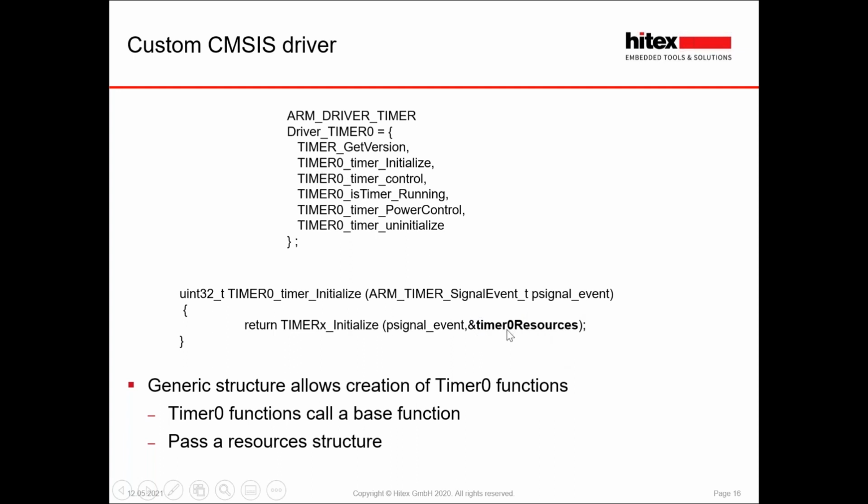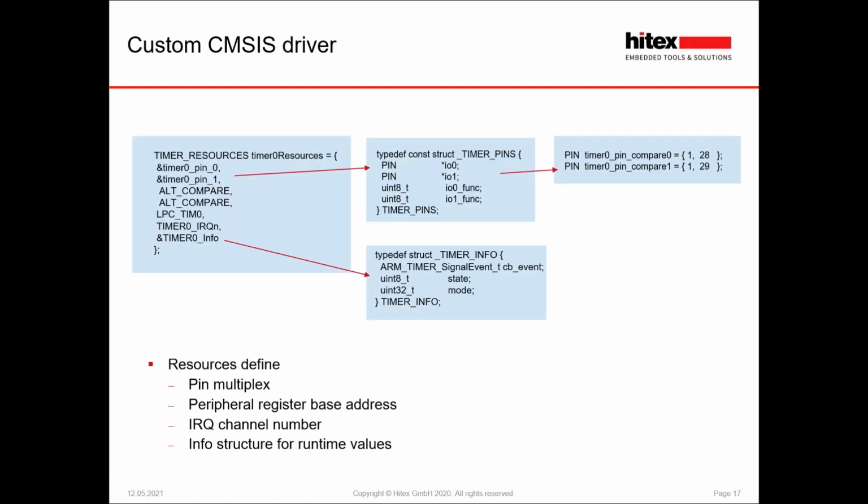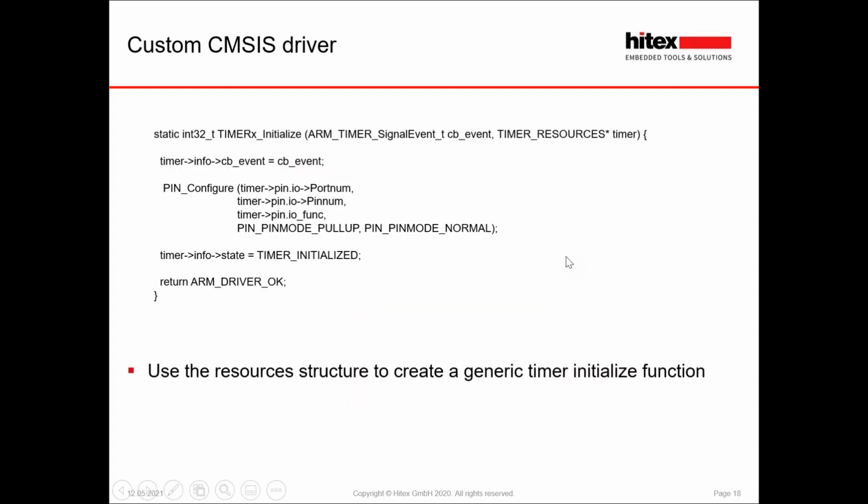This provides all the configuration information for our specific timer, in this case, timer 0. Then in our base function, when we pass in the resources, we're specifying the base address and interrupt channel of the timer, and we're also giving it the pin configuration and the specific pins as well. We're just providing this low-level information so we can set up our driver.